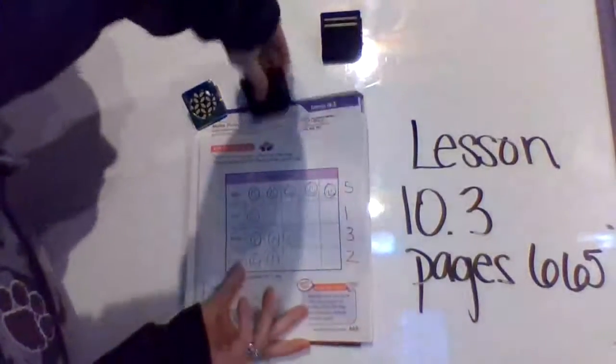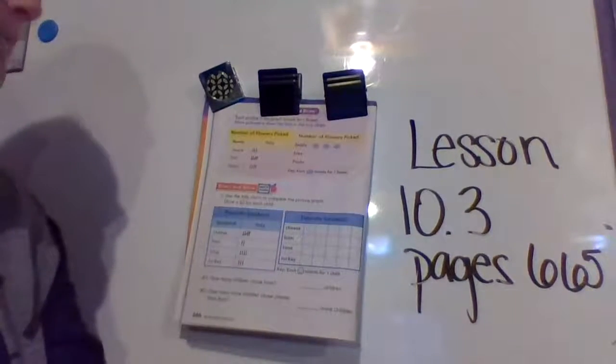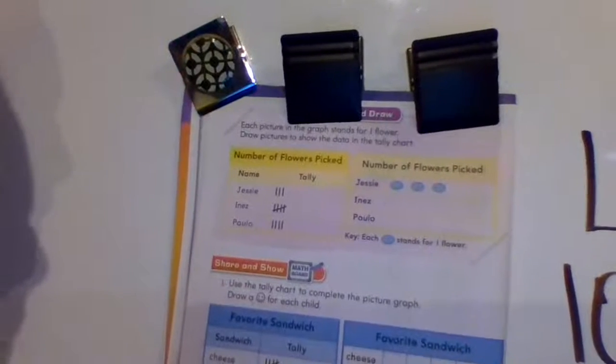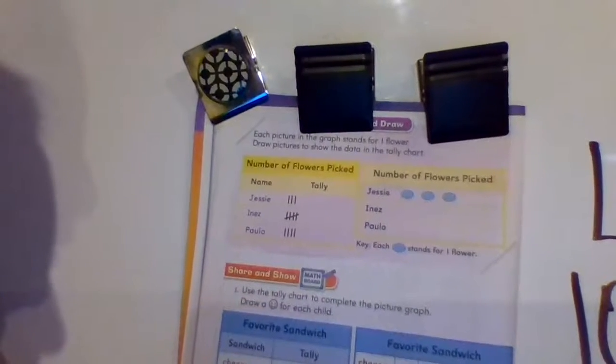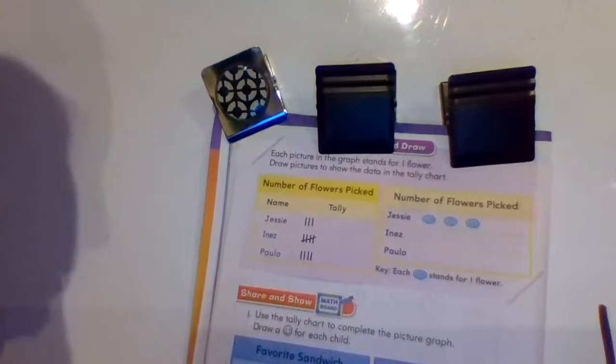We're going to move on to page 666. Says each picture in the graph stands for one flower. Draw pictures to show the data in the tally chart. So they collected data. The data shows the number of flowers picked, and the categories were the different people who picked them. Jesse had 3, Inez had 5, and Paulo had 4.